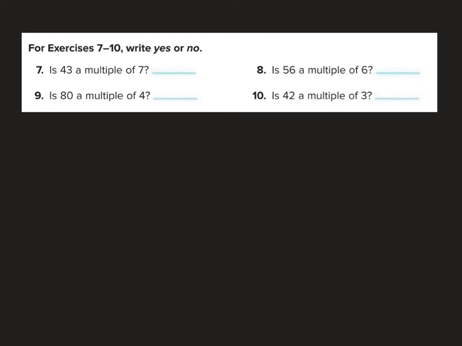Okay, so yes or no, is 43 a multiple of 7? If I count by 7s, do I land on 43? Or if I do 43 divided by 7, does it have a 0 remainder? Well, I can't do 4 divided by 7, so I'm just doing 43 divided by 7 anyways. But here's what I know. 7 times 6 is 42. Remainder 1, so no, because I have a remainder.